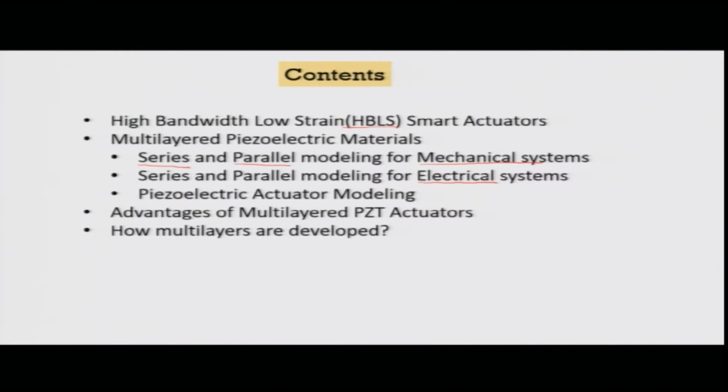Then we will talk about piezoelectric actuator modeling, we will talk about advantages of multi-layered piezoelectric actuators, and also how these multi-layers are generally developed. So, at the end of the talk, I think you will get an idea about how to develop a typical smart actuator. I would like to show you how in some of these common smart actuators, these kinds of smart materials are used and you can develop the actuator out of it.